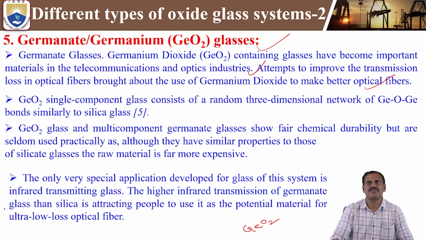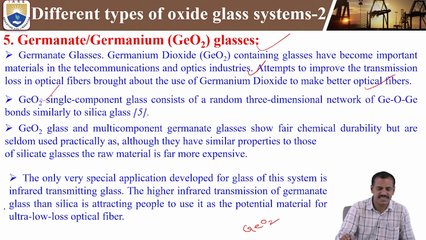They are used for optical fiber applications because we can transfer data or information over long distances, even from one country to another, using optical fibers. Germanium based glass systems are prepared for optical fibers, and that is one of their important advantages.